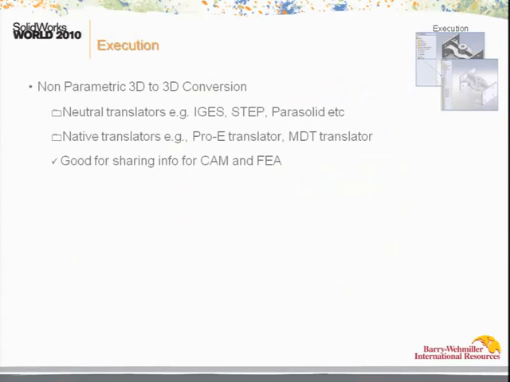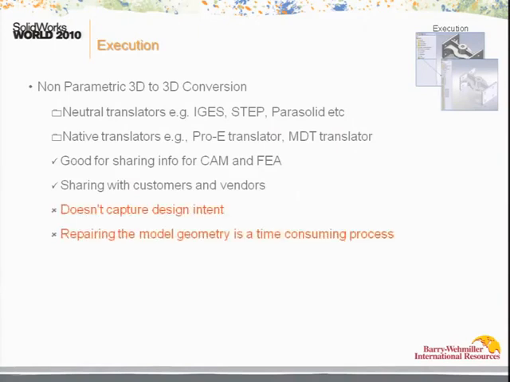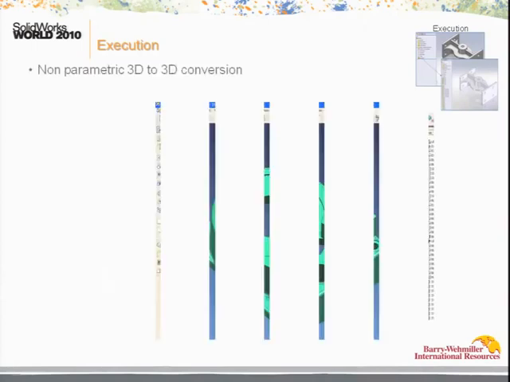Non-parametric 3D to 3D conversions, you have neutral formats, you have neutral translators. If you only want the product to be migrated so that you are able to machine it, or so that your manufacturing people can use it, you can probably leave it as dumb, because a CAM or FEA software doesn't need feature information. But if you want to reuse it, that is the time when you would want to bring it in as a parametric model.